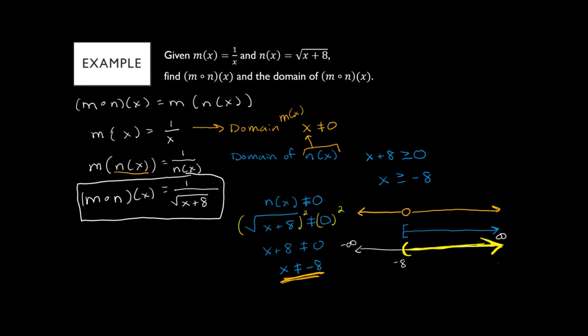So what this gives us is our domain for the composition is negative 8 to infinity. So you basically need to define the domain of both functions you're plugging into, and then you take one of them, plug it into the other and find the domain, and then you find the overlap.